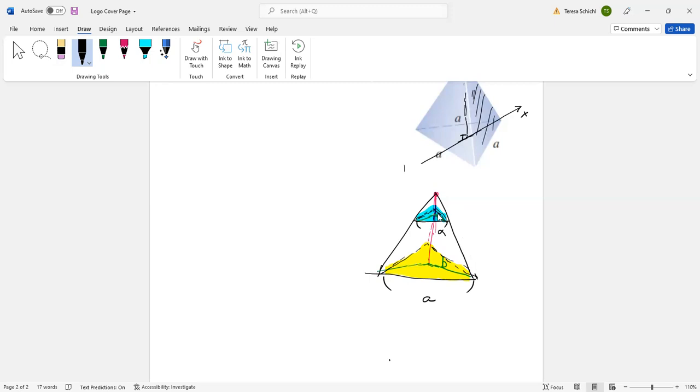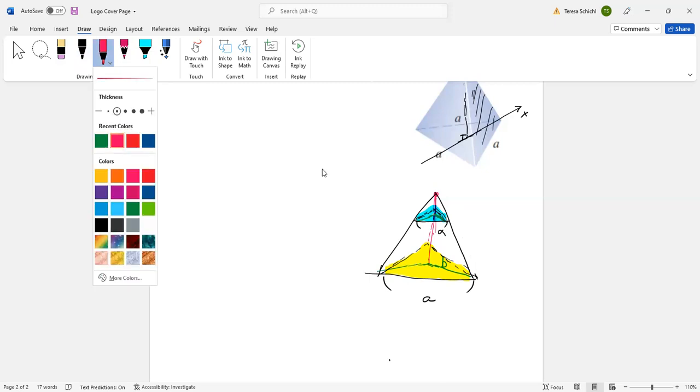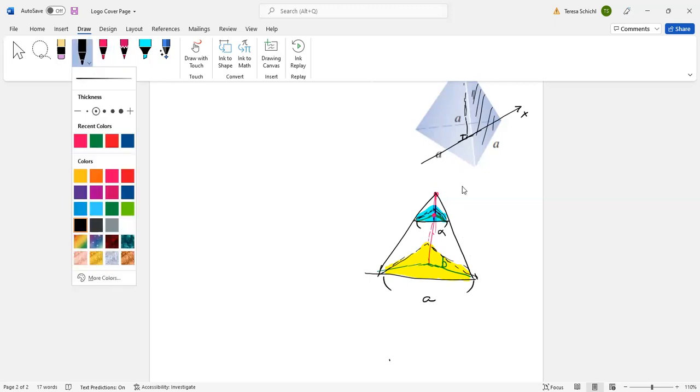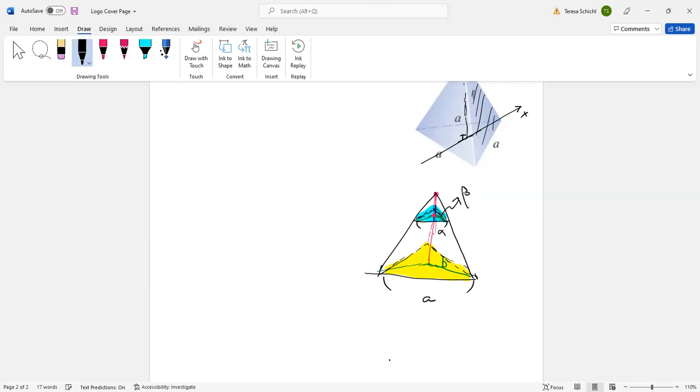From the center, remember, this is where the height passes through. So this distance here I can call beta, just as a reference. Now the height, this red one, is H. It goes right from the top all the way down to the bottom. So this height is H.